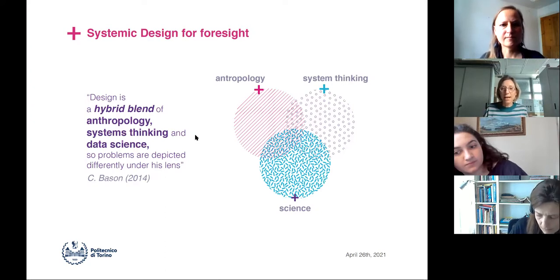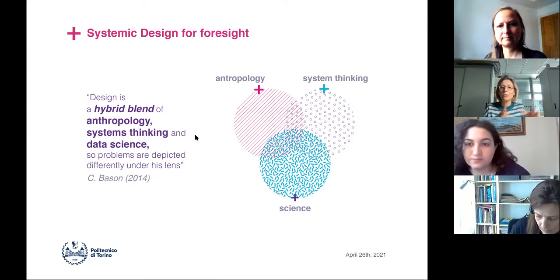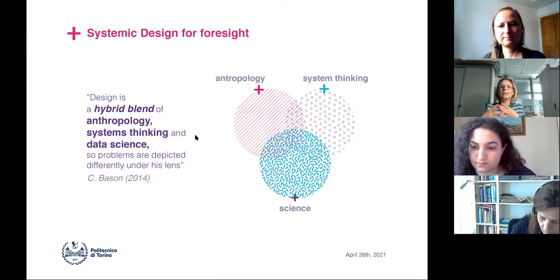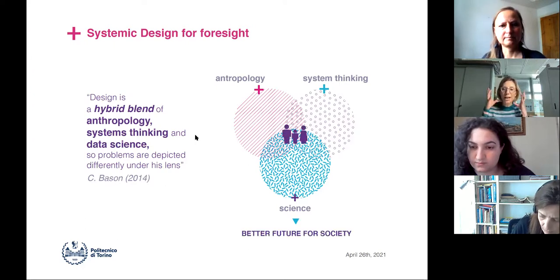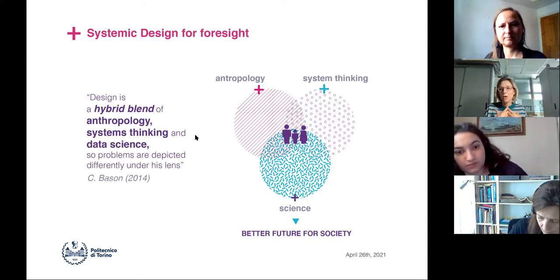So design is a hybrid blend of anthropology, systemic thinking, data science. So what we have in mind is the society. Again, the man at the center of the project is considered as a human being and society as a whole. So we should design for a better future for all.